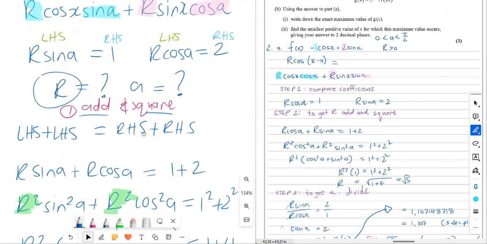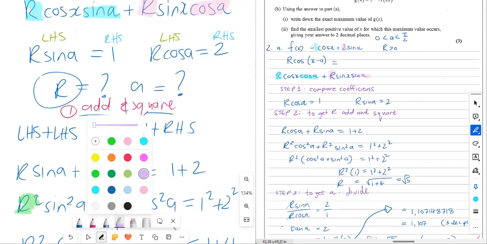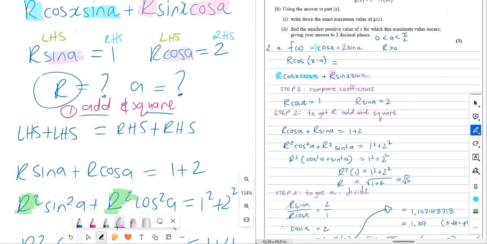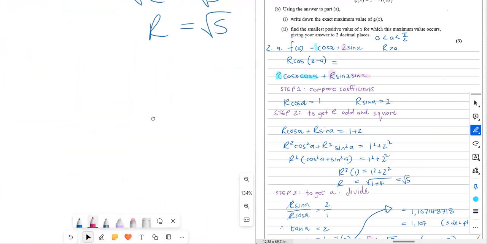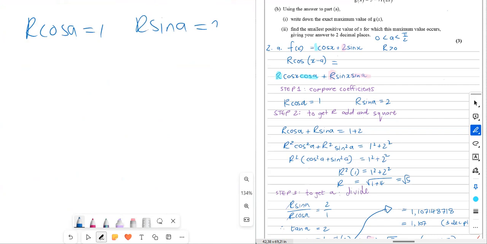Now, the way to find alpha is to notice that in our two equations here, we have a sine and a cos, and we can manipulate those to look like tan. So if you manipulate those to look like tan, you'll be able to isolate the alpha. So if I take those equations again, just for clarity, my two equations were somewhere here. There we go. R cos A equals 1, R sine A equals 2.